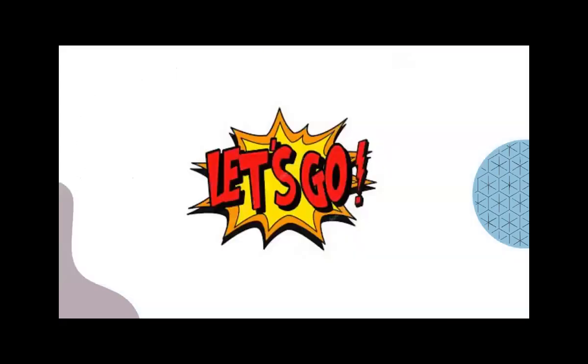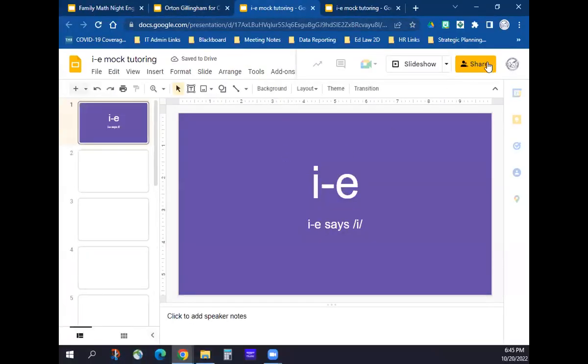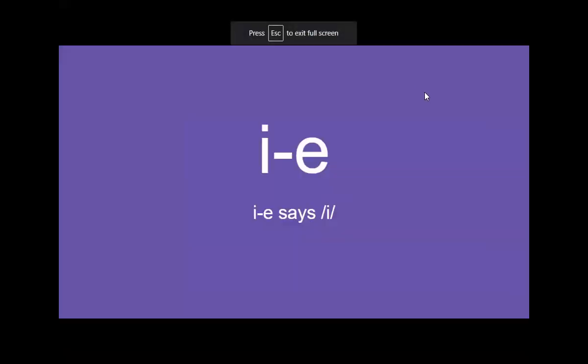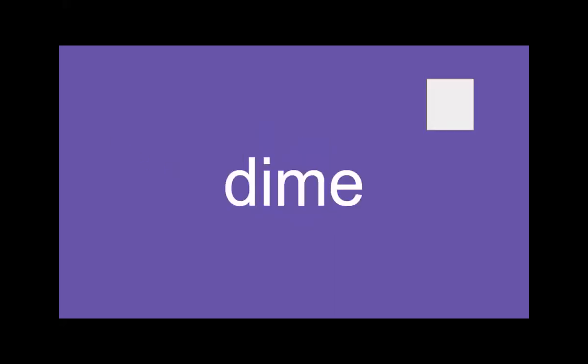So I have my trusty assistant here, Alex. We're going to go through an Orton Gillingham practice session on what it might look like for a student in the Orton Gillingham classroom. So you'll see that we're going to introduce I, consonant E says I. And then I'm going to have Alex read this word on the page.